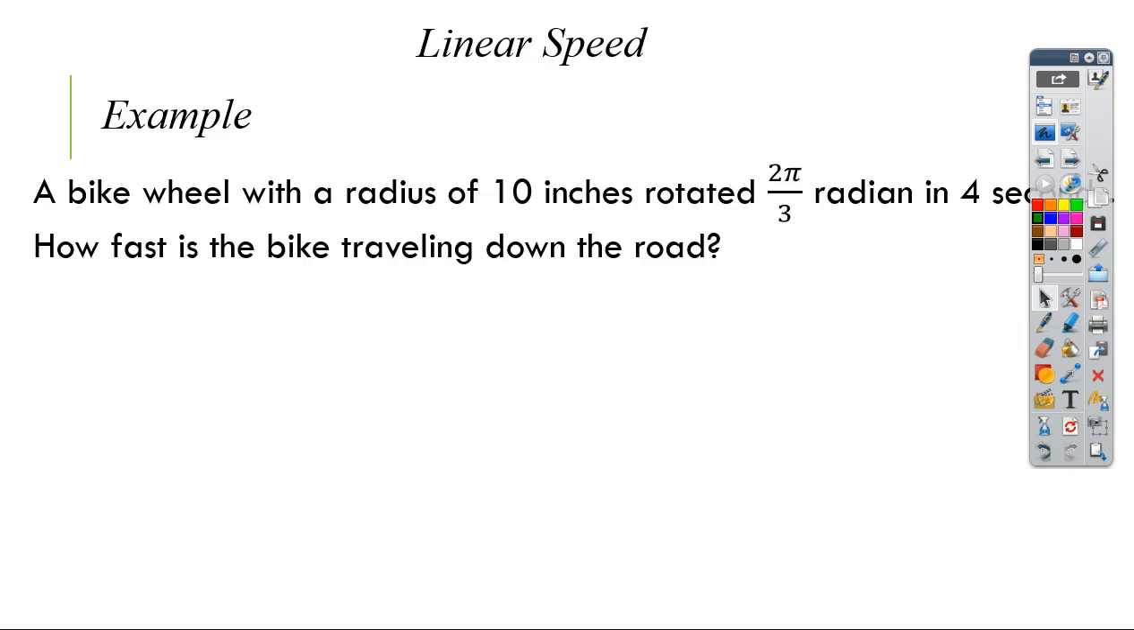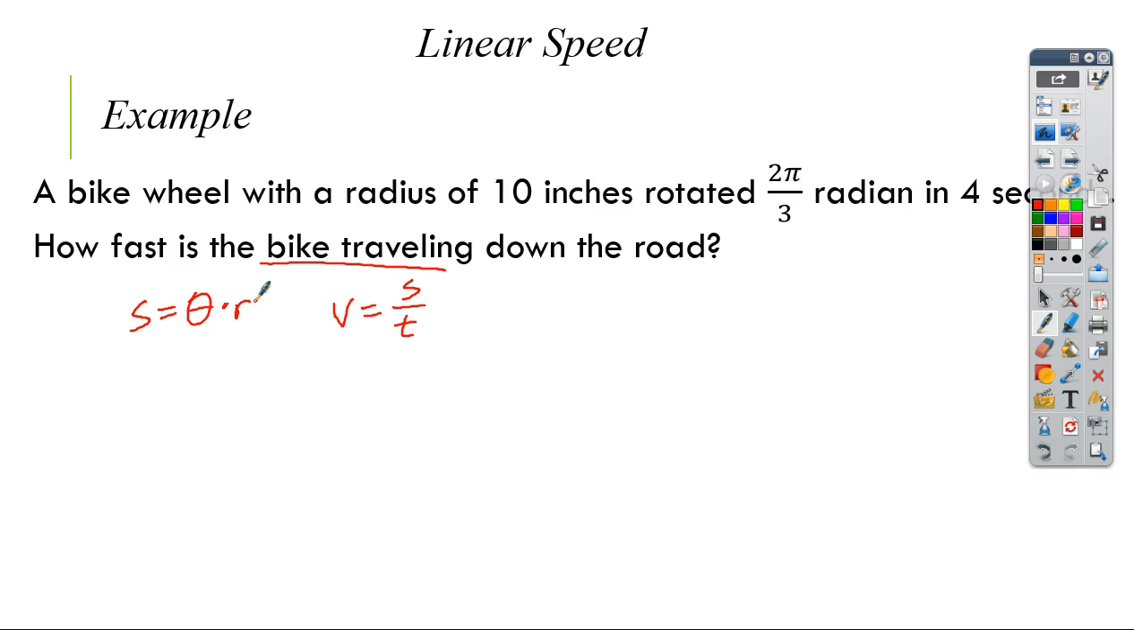Example 1 says a bike wheel with a radius of 10 inches is rotated. Hey, this is the same thing that we just got done doing, except look at the question. It says, how fast is the bike traveling down the road? It's not asking how fast the wheel is rotating, it's asking how fast the bike is traveling. So when I think that, I'm thinking linear speed. So I'm going to need to know that velocity is equal to s over t. And then I need to remember, what is s? So I can write this over here. s is equal to theta times r.